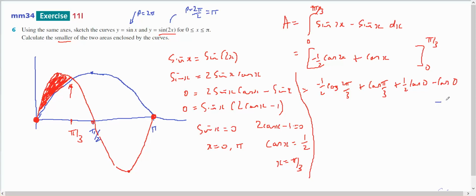That's going to be minus 1. That's going to be plus a half. Cos of pi on 3 is going to be a half. So that adds to 1, and that's minus 1, so they add to 0.